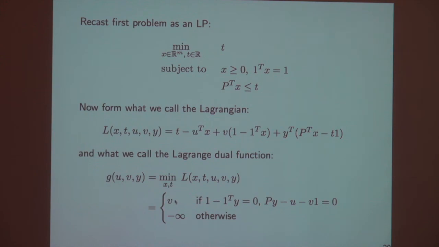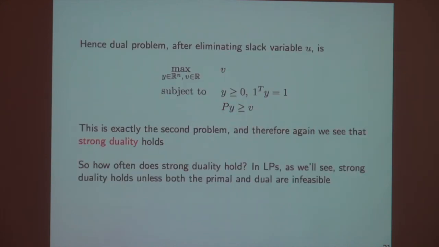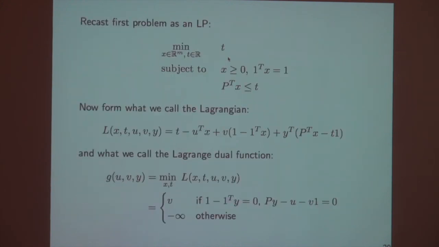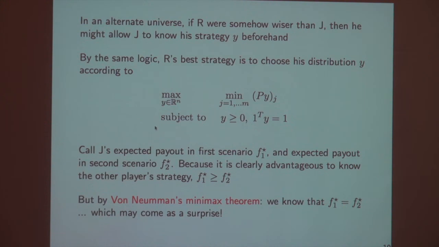And you'll see that the minimum ends up just looking like v subject to the following constraints on the dual variables. Going through that exercise, you get to the following dual problem. Maximize over v, subject to simplex constraints on y, and the constraint that P times y has to be bigger than or equal to v in every component. What is this dual problem? It's exactly equal to the second problem that we were considering. So the dual of the LP in which R knows J's strategy is the problem in which J knows R's strategy. Those two are duals of each other.